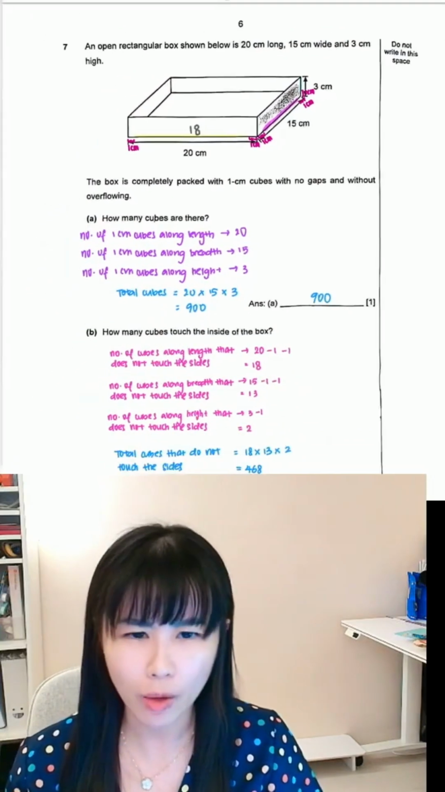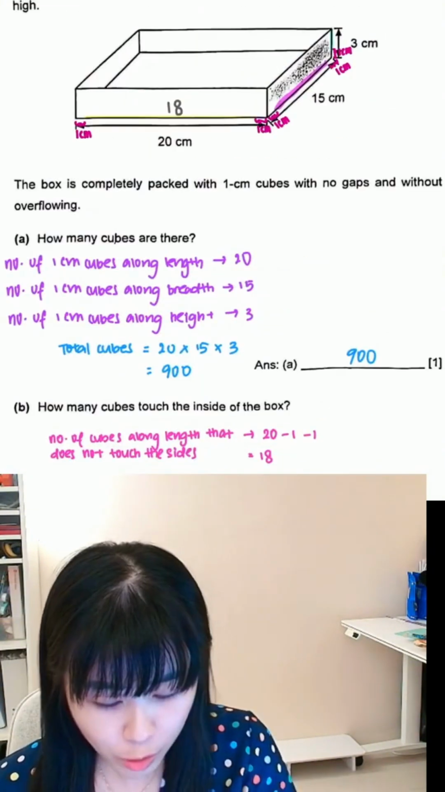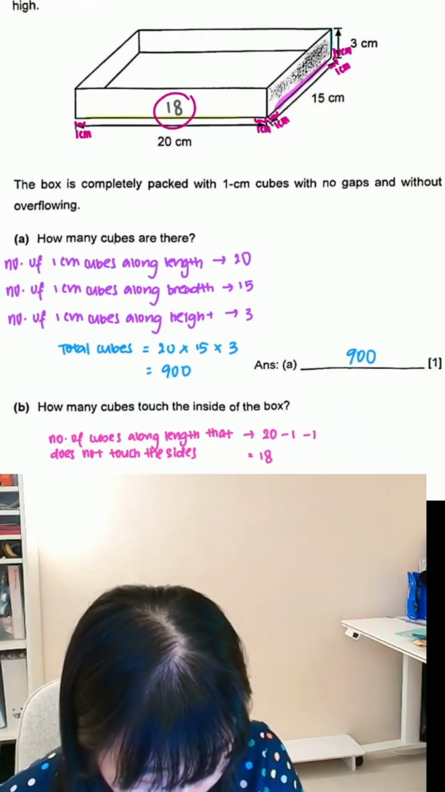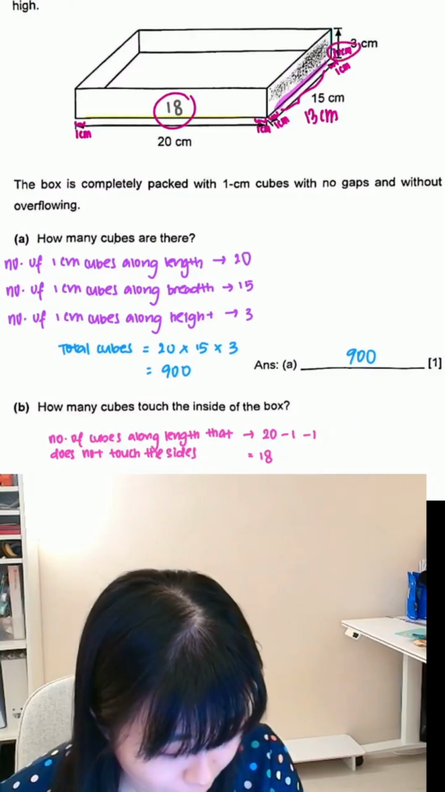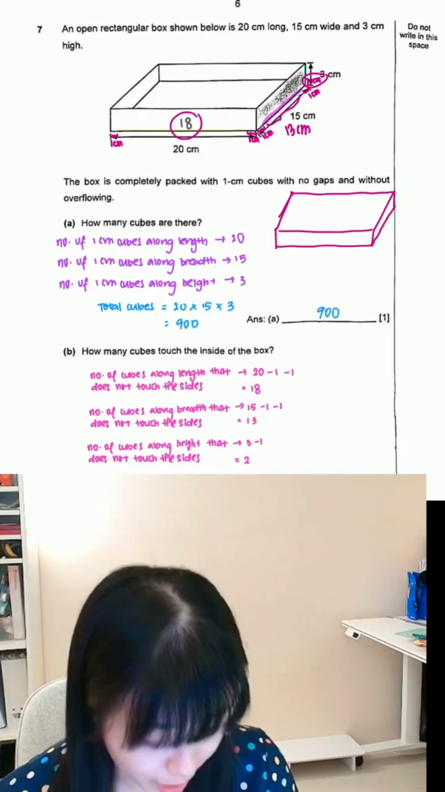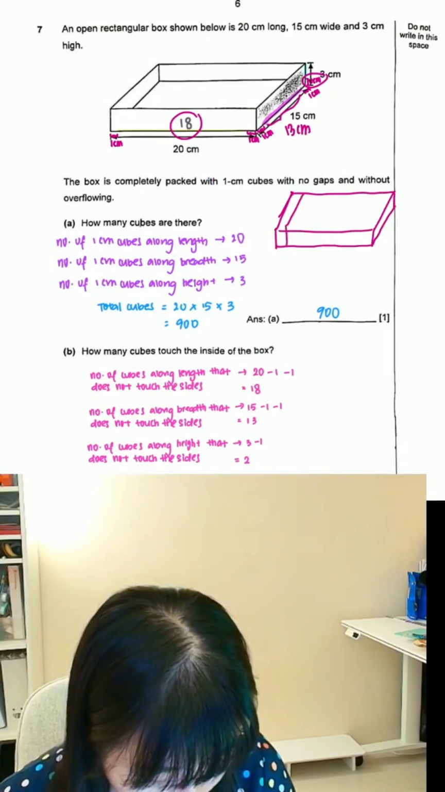Then you'll be thinking, how come minus like that can give me the cubes touching inside the box? It's because if I were to take 18 times 13, 13 times 2, what I'm getting out is like a huge cuboid like that. It's made out of all the 1 cm cubes. So you imagine if I cut it, it's a lot.